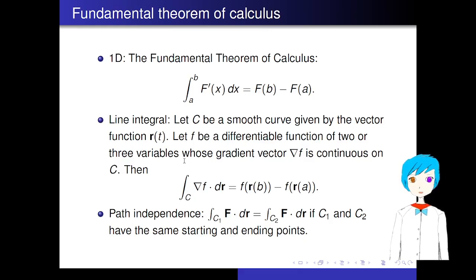If such line integrals are path independent, which means that if we have two paths, C1 and C2, that share the same starting and ending point, then the values of those two line integrals, integrating over C1 of F dot dr and integrating over C2 of the inner product of F and dr, are the same, then we call the line integral path independent.